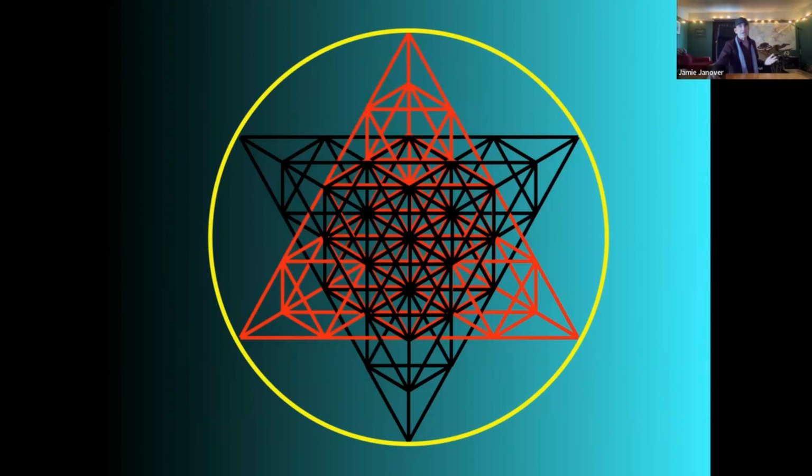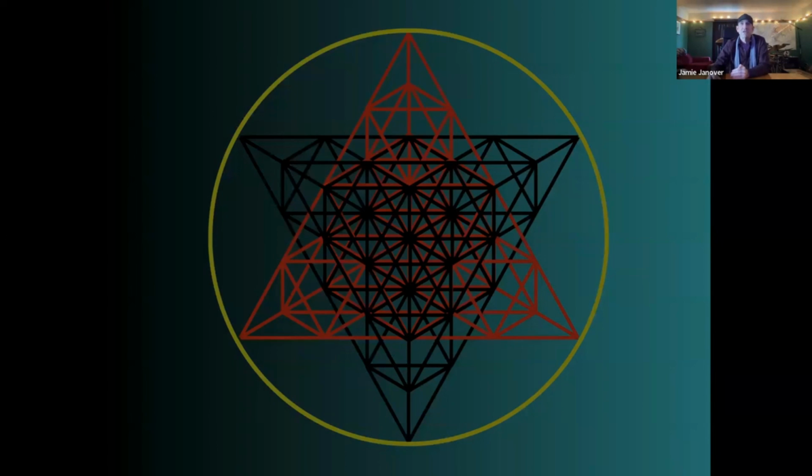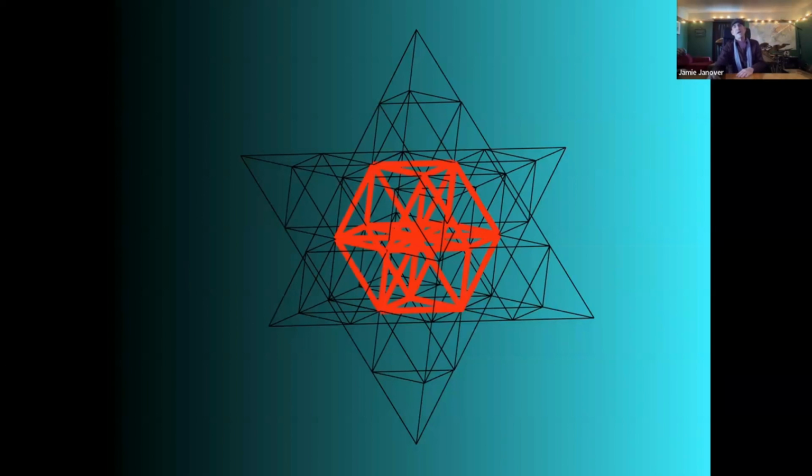There's meditations related to this, and the reason for this is because this is the most fundamental code geometry of the structure of space-time itself. Inside of that star tetrahedron, you get this geometry in red.